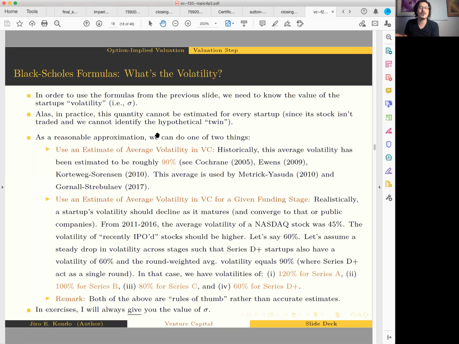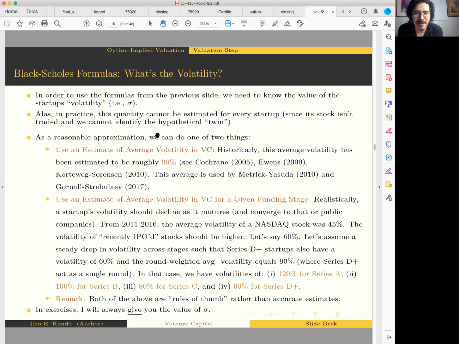So again, we can't do a perfect job, but some even nerdier academics than me have tried to answer this question. And in particular, they've done ultra nerdy stuff, and I'm not going to go into the details of the ultra nerdy stuff, but they've tried to be rigorous in trying to estimate the following. What is the average volatility of a Series A investment? What is the average volatility of a Series B investment? What is the average volatility of a Series C investment? So on and so forth.